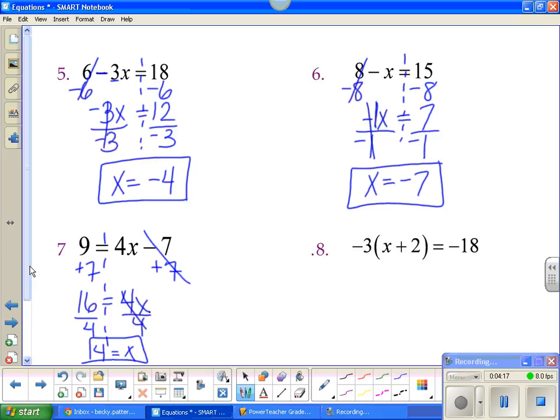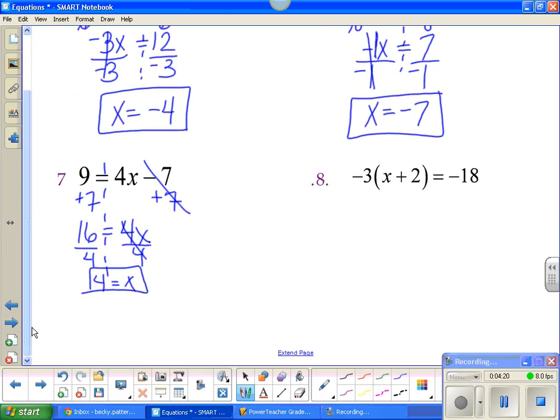Now number 8 has a little bit more meat on it. The first thing we need to do is to distribute our negative 3. And that's multiplication. So we're going to multiply. It's going to give me a negative 3x. And then a negative 3 times a positive 2 is a negative 6. And that equals a negative 18.